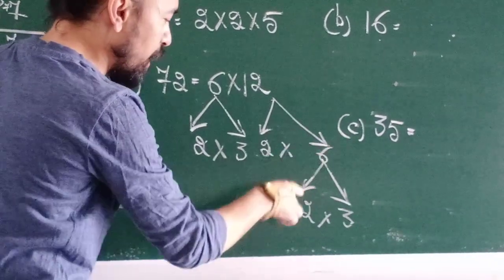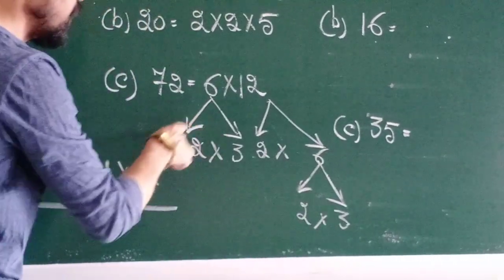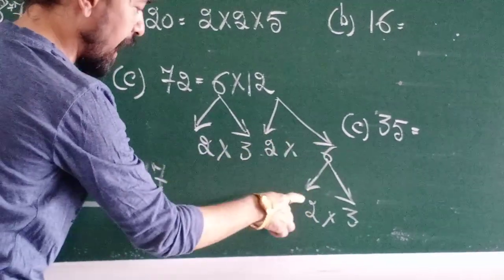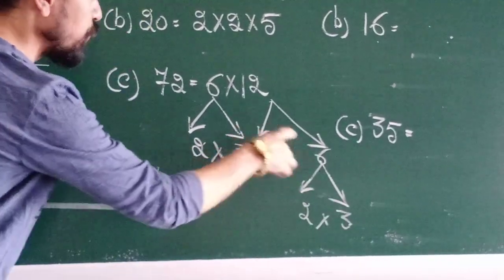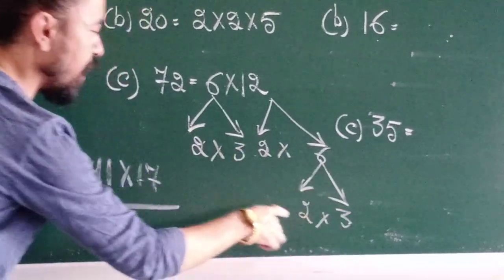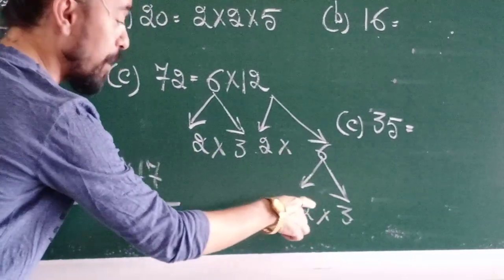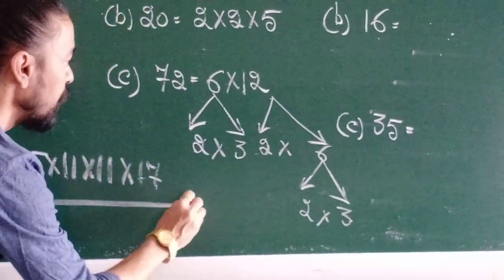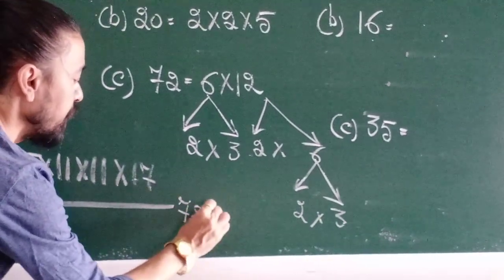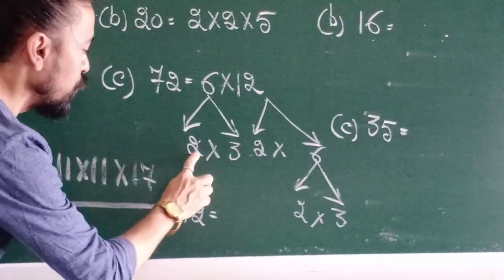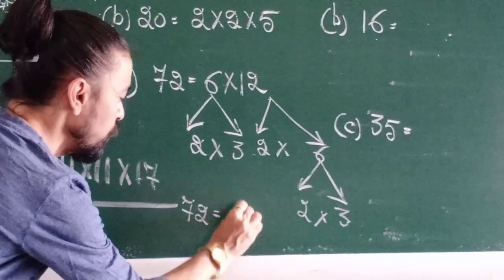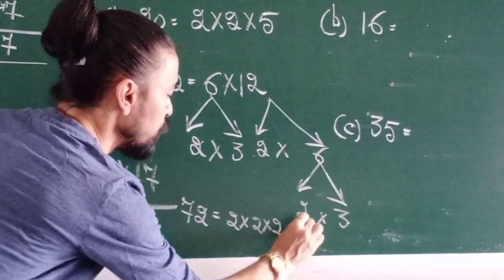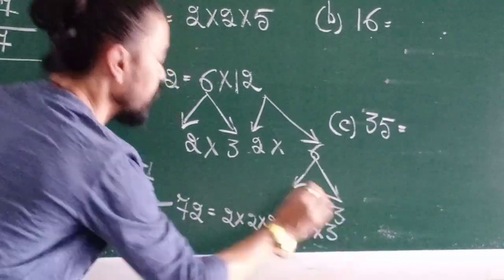Now this arrow has formed 2 more arrows. This arrow, now this arrow, arrow, arrow. Not this arrow because this arrow split into 2 arrows. I have to take down all the numbers that are at the end. Remember all the numbers that are at the end. So 72 can be written as prime factorization: 2 into 2 into 2, 3 into 3 into 3.